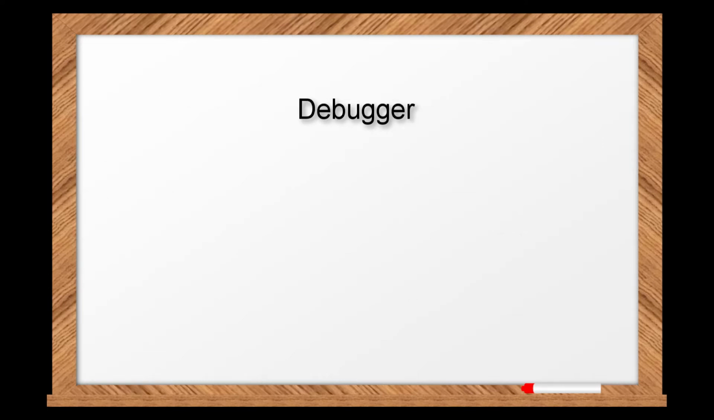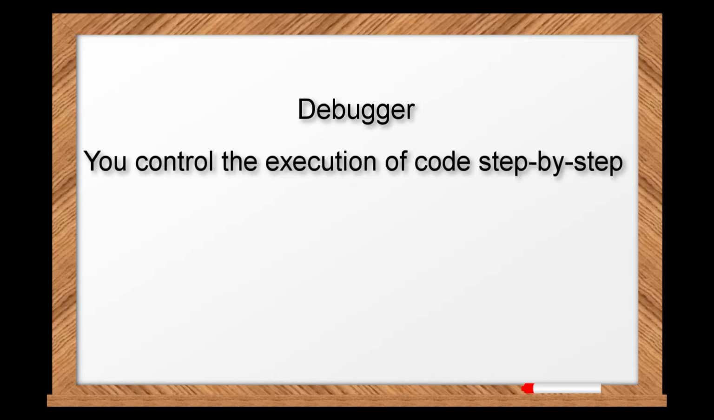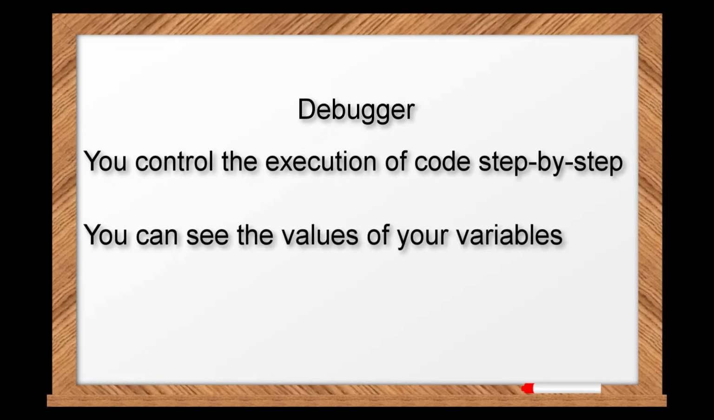With a debugger, you use a very different approach. Rather than looking at the output after the program runs, a debugger allows you to walk through your code step by step and look at the values of your variables as your code executes.